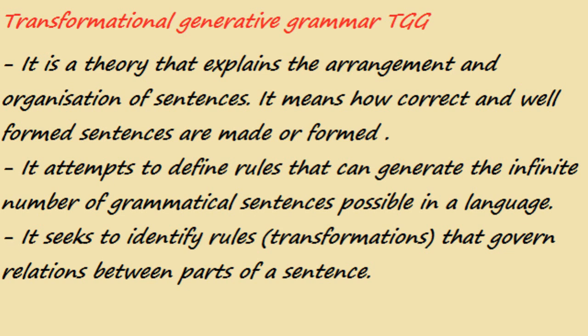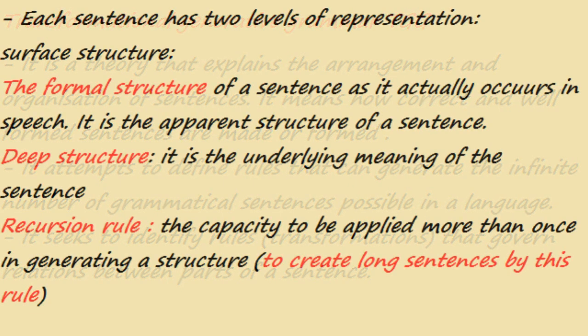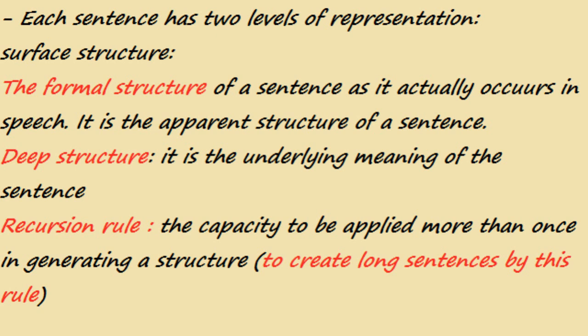So, according to Chomsky, each sentence has two levels of representation. Here we're going deep into linguistics. We have surface structure, which means the formal structure of a sentence as it actually occurs in speech, and it is the apparent structure of a sentence. It's what you can see, what you can hear. The other level of representation is the deep structure. It is the underlying meaning of the sentence. This is about TGG.